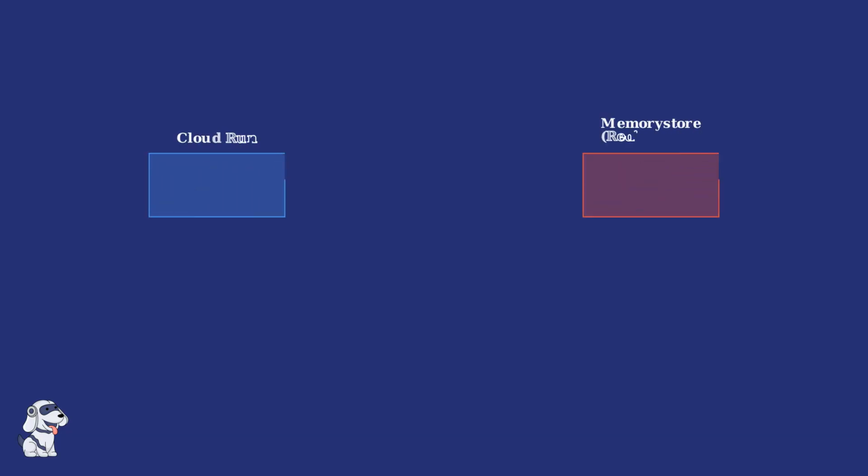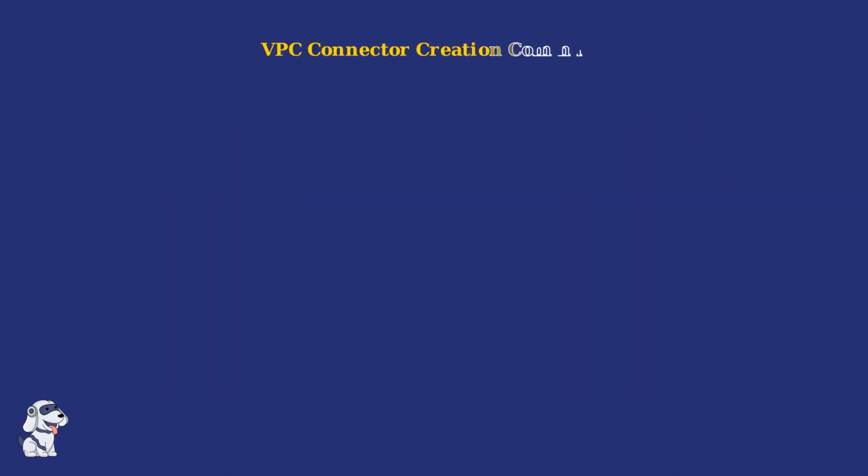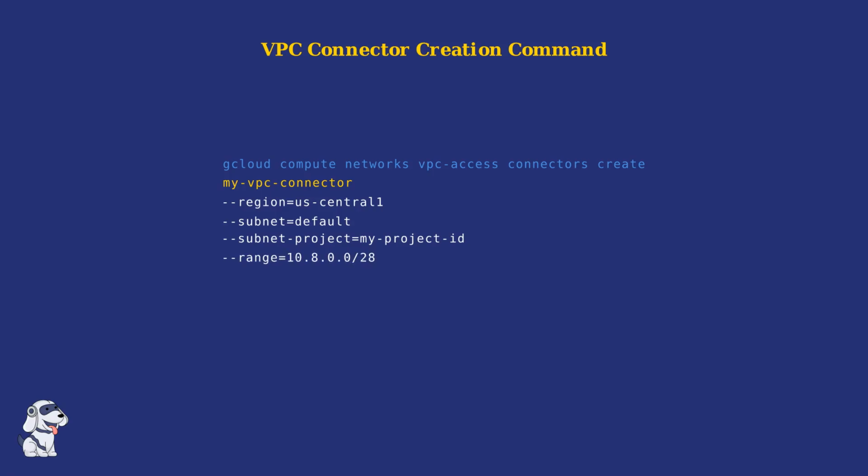Now that we have our memory store instance ready, we need to create a VPC connector. This connector acts as a bridge that allows our Cloud Run services to securely communicate with resources inside our VPC network. The VPC connector is created using the gcloud command line tool. Let me show you the complete command structure and break down each component.